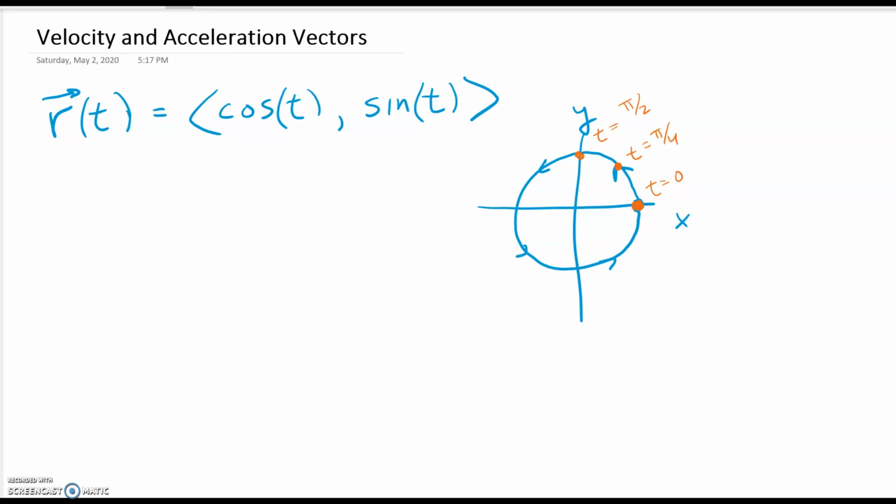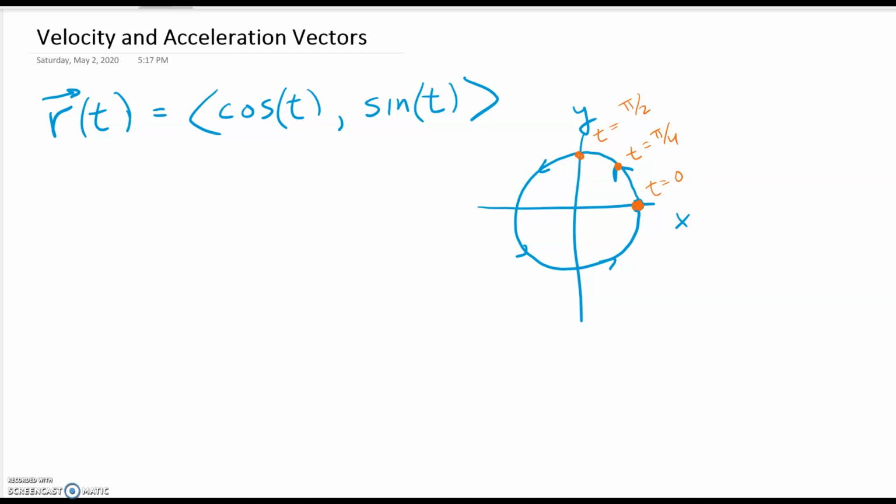This video is about velocity and acceleration vectors. As an example, this is just a two-dimensional example to keep it a little simpler. We have the vector function x equals cosine t and y equals sine t, and here's the graph of it. At t equals 0, cosine of 0 is 1, sine of 0 is 0. So we have the point (1, 0) right there, and so on. And the particle is moving in a counterclockwise direction.